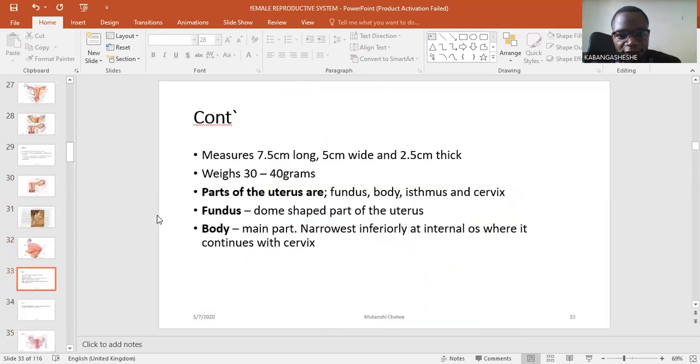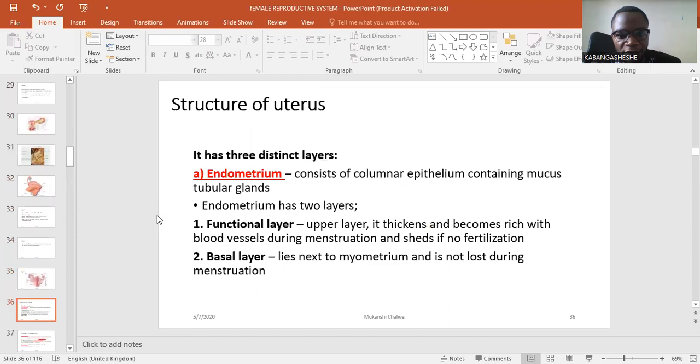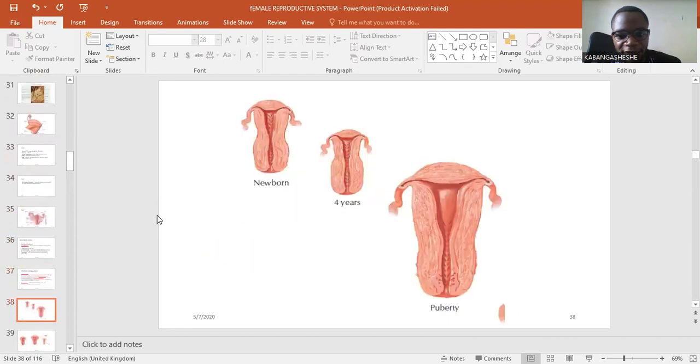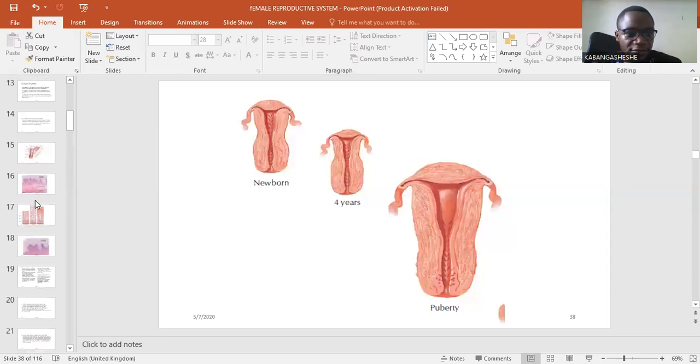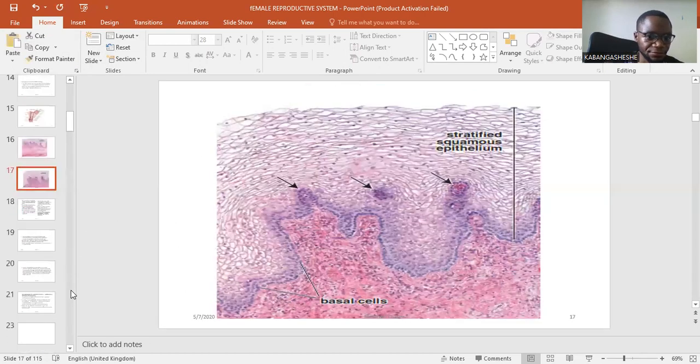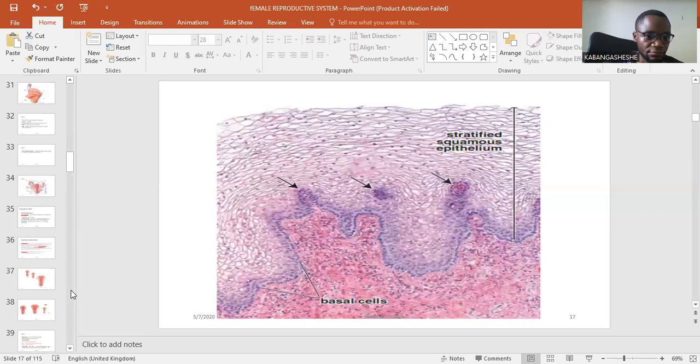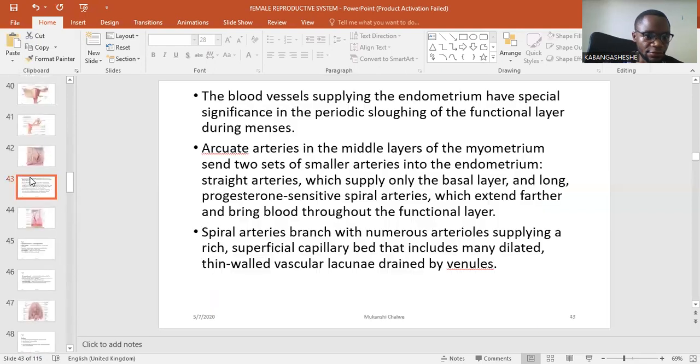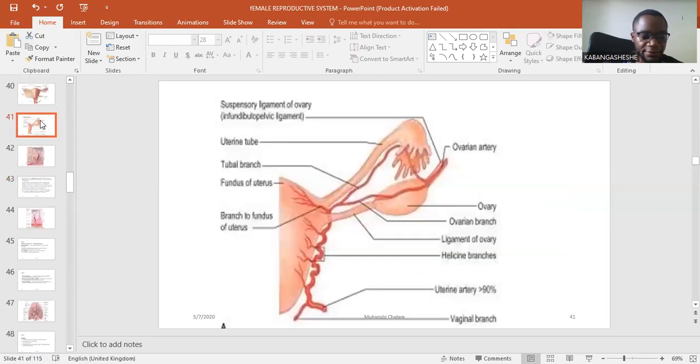So histology of the uterus, I'll use the diagrams that we have here. Let me just get one slide from here. Just hold on. I'll put it right there.